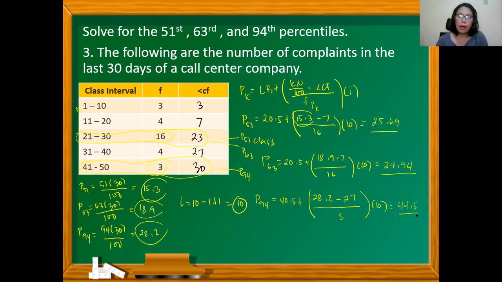So meaning, working on the percentiles of grouped data is identifying first the percentile class. Before we identify the percentile class, we need to add cumulatively the frequency, because that will determine where the percentile class is. And then substitute the given in the formula, then we'll come up with the percentile value. So that's it for now.